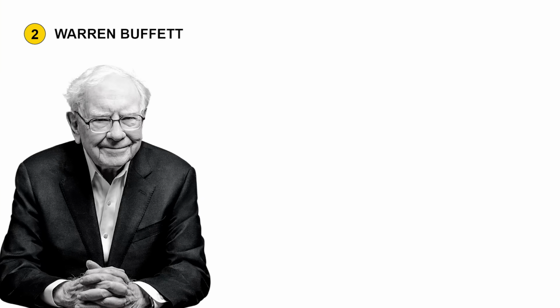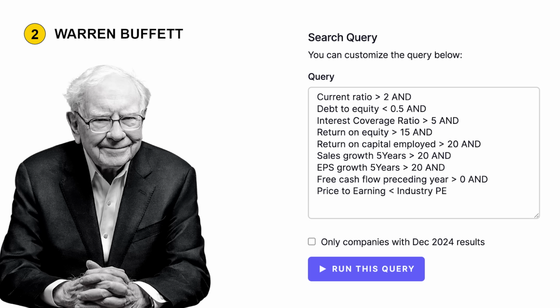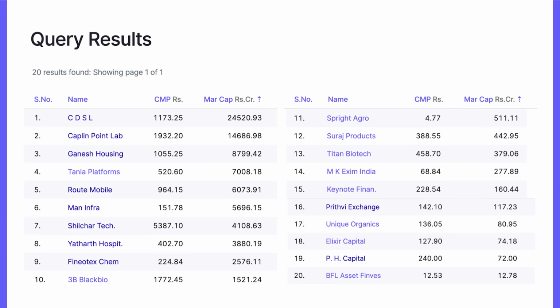And while this is not as coherent as the Benjamin Graham method, a screener query here will include a mix of the current asset ratio, some debt related ratios, return metrics like ROE and ROC, sales and earnings growth, free cash flow, and finally the price earning multiple, relatively speaking. When I tried it on a screener, it gave me a rather good looking set of small and microcap companies, some of which I too have in my portfolio.